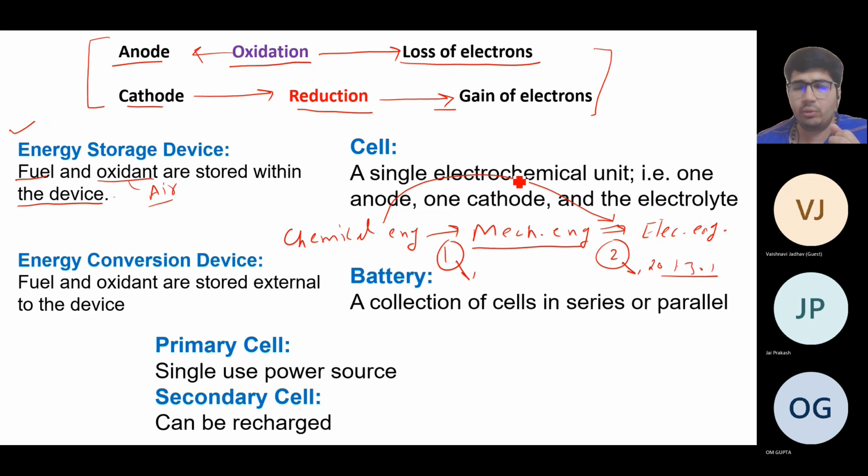But in this method, using electrochemical devices, we can convert the chemical energy directly to the electrical energy, and we can get a very high efficiency. You can say in the range of more than 80%.